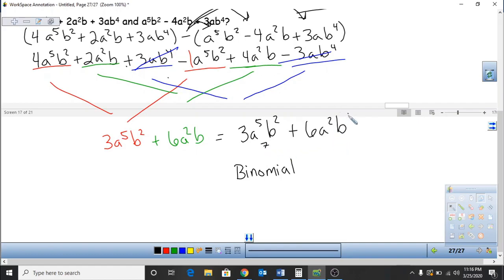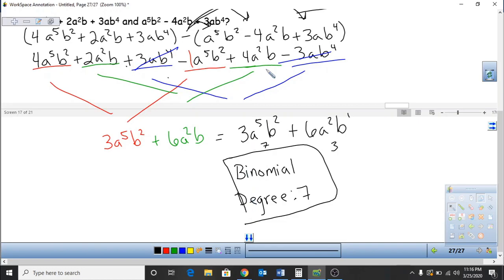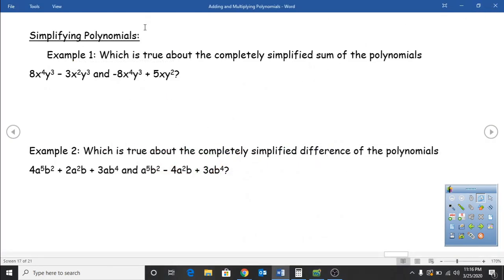So again, these two are together. So this is going to have an exponent of 7. This is going to have an exponent of, instead of 1, of 3. So which is a higher number? 7. So then this polynomial has a degree of 7. So this is the two things that it tells me. So when I actually take the difference of these two polynomials, I actually end up with a binomial that has a degree of 7, right?